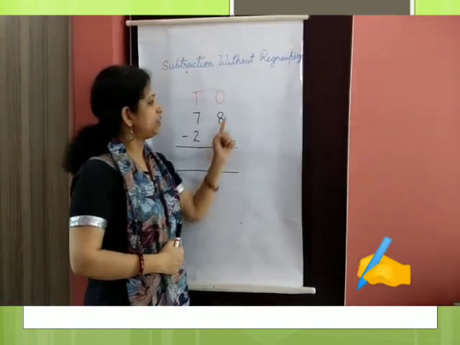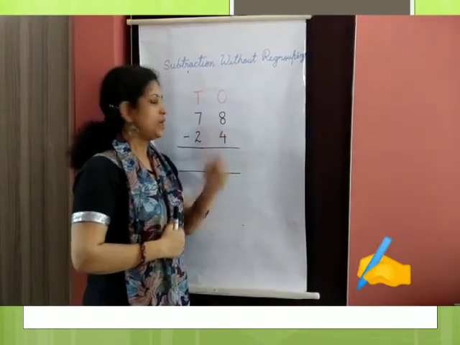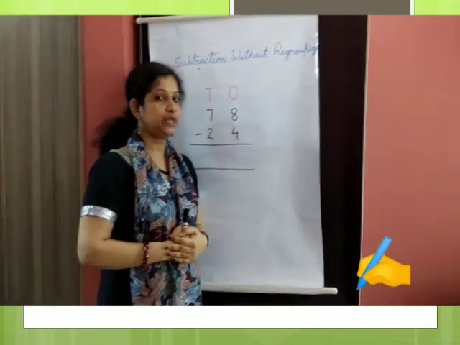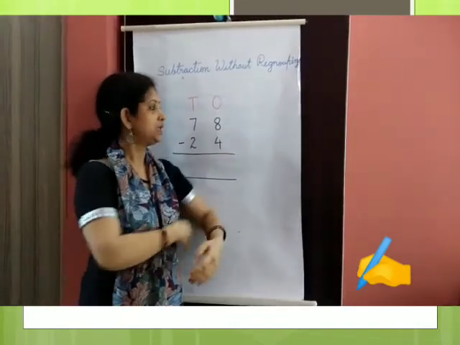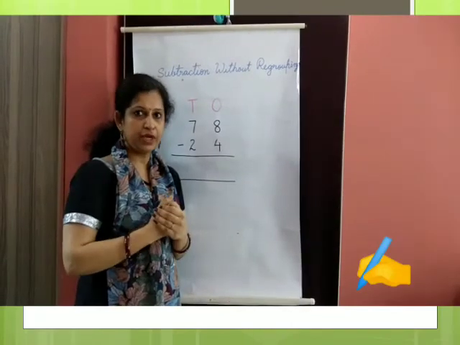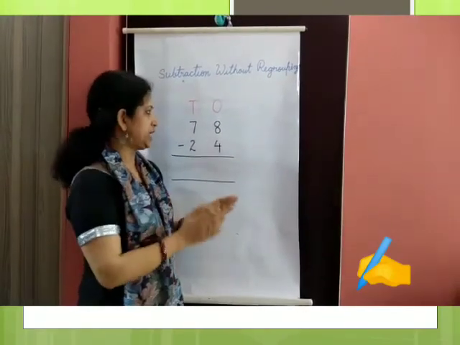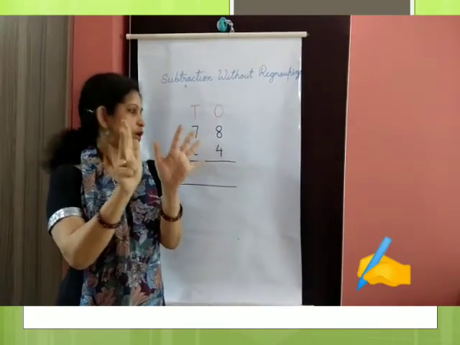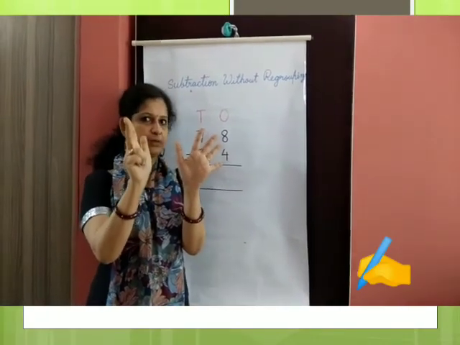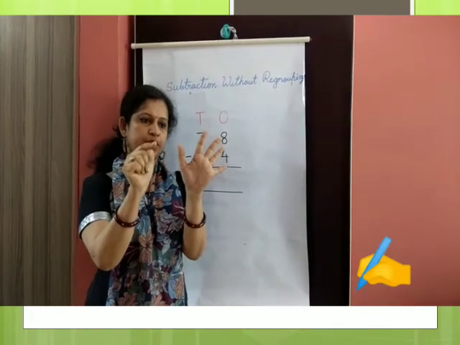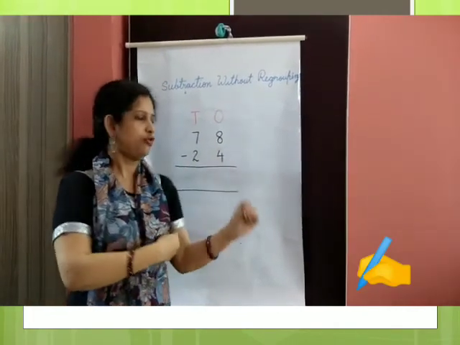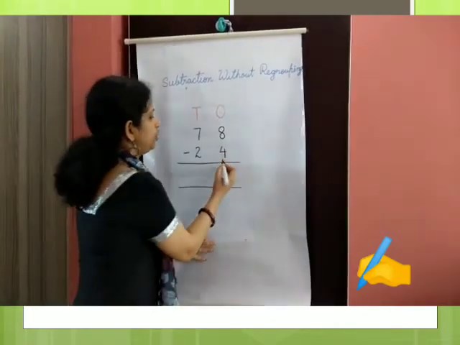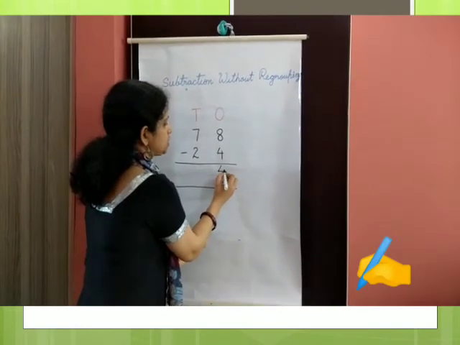So let's start with the ones column. What is 8 minus 4? How do we do that? We know that subtraction means removing or taking away the objects. So let's take out 8 in hand. 5, 6, 7, 8. Now we have to remove 4. So let's remove 4. 1, 2, 3, 4. How many are left? 4 is left. So we write 4 in the ones column.